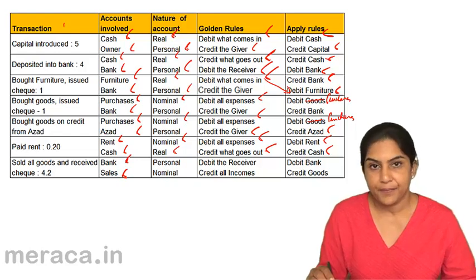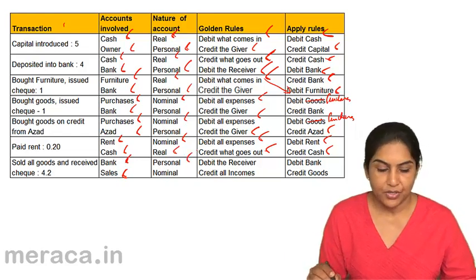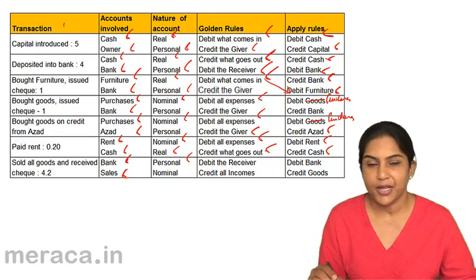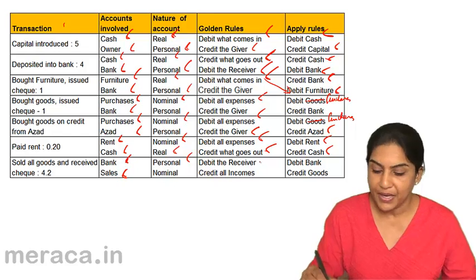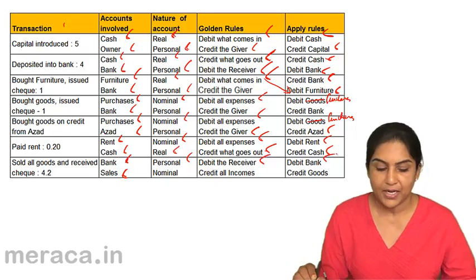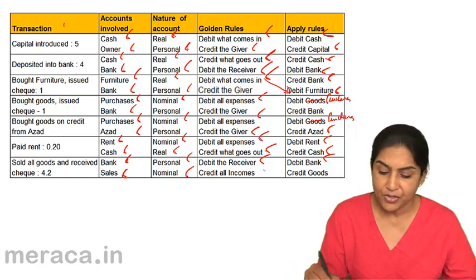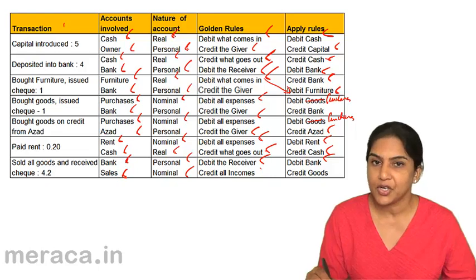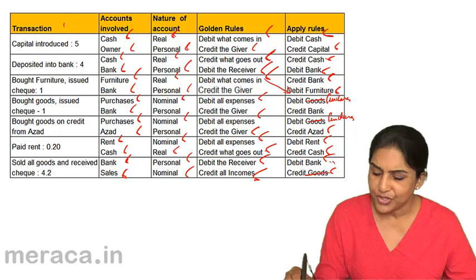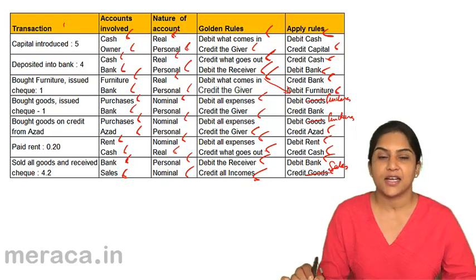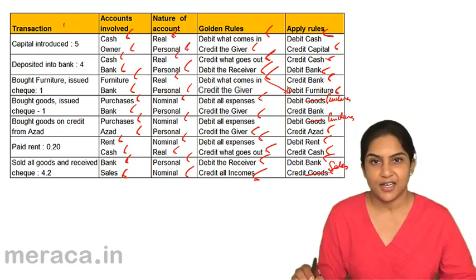What is bank? Bank is a personal account. What is the rule? Debit the receiver, credit the giver. The bank has received money, so debit bank. What about sales? Sales is a nominal account, an income account. Debit all expenses, credit all incomes. We won't say goods, we will say sales account.